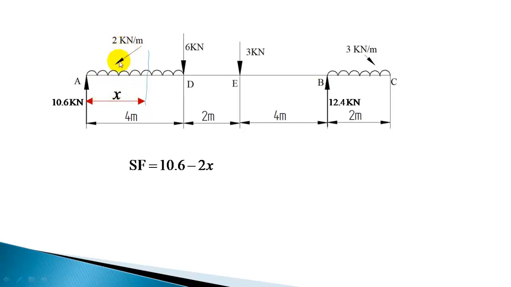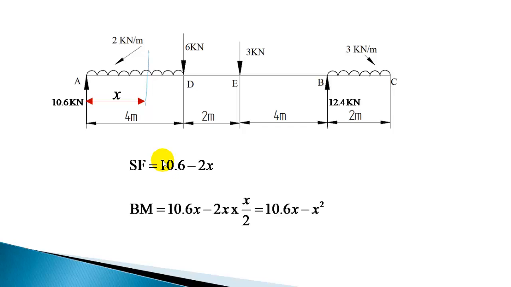So 2x is the load, and that 2x load will act at a distance of x by 2. So this is x meter, and the resultant load will act at x by 2 distance away from the section, or x by 2 from here. The resultant load is at a distance of x by 2. So 2x into x by 2 is the moment produced by this. 2x is the load, into x by 2 is the distance.